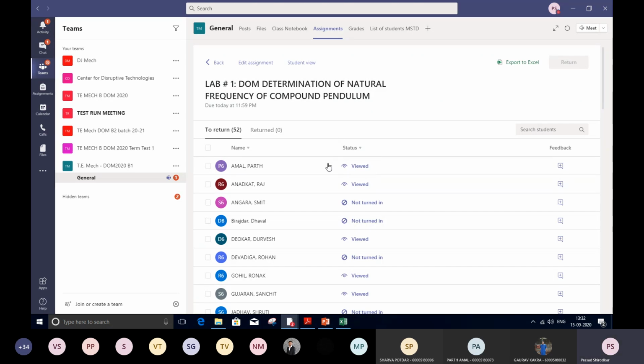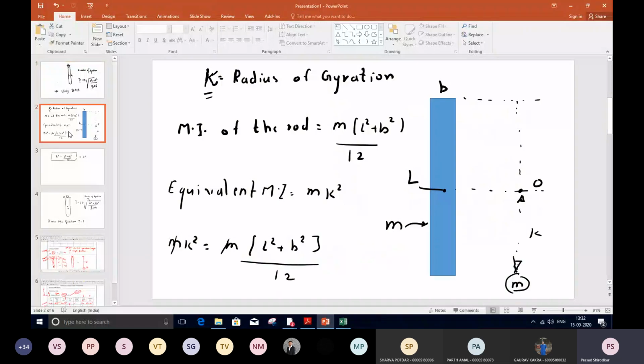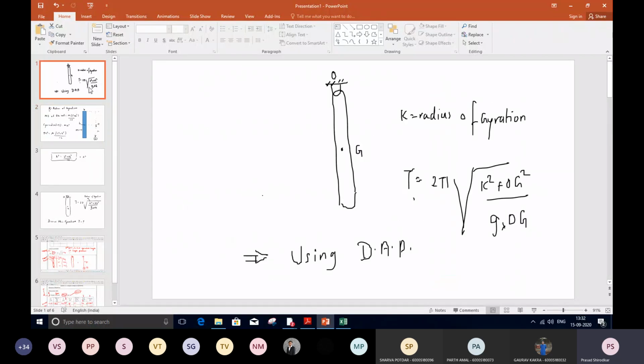Is everybody clear about the task? Sorry for the delay. There was an issue with my PC, so I had to change the computer. Is everybody clear what is supposed to be done? Gaurav? Yes, sir. Okay.